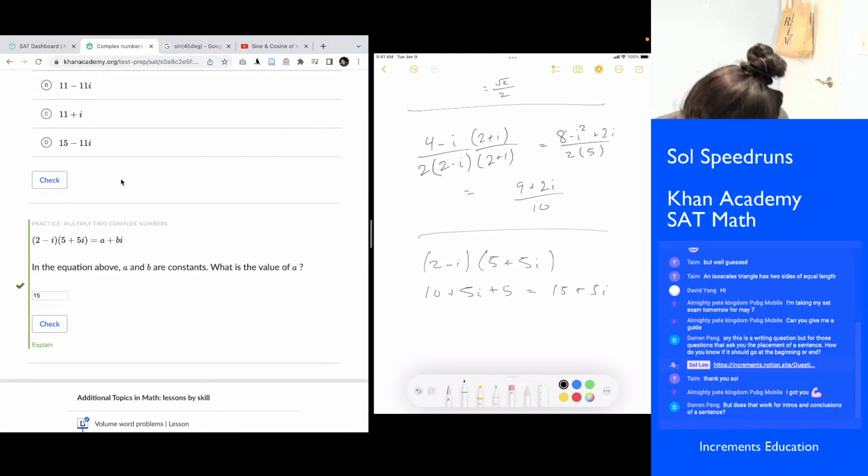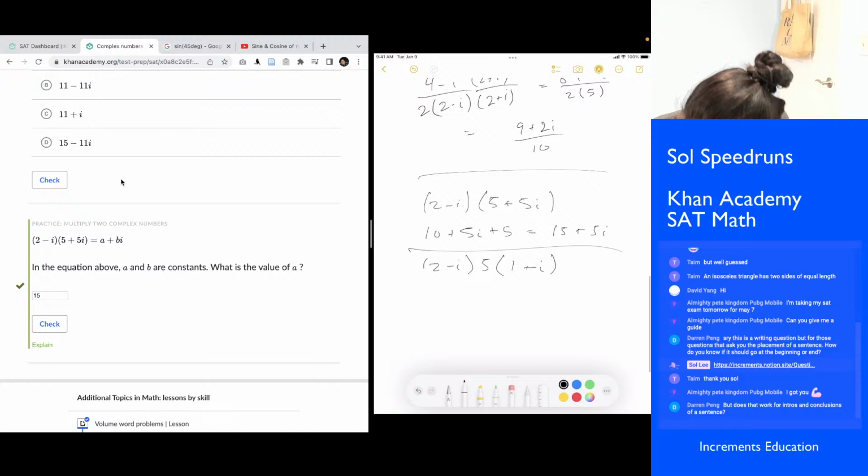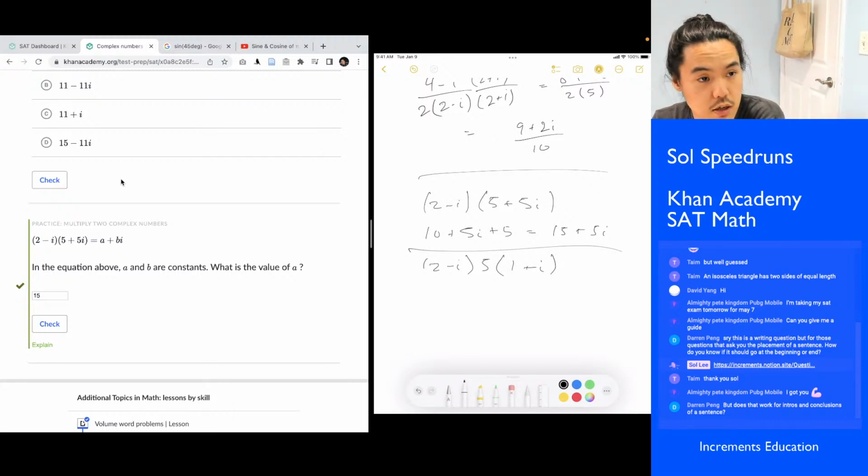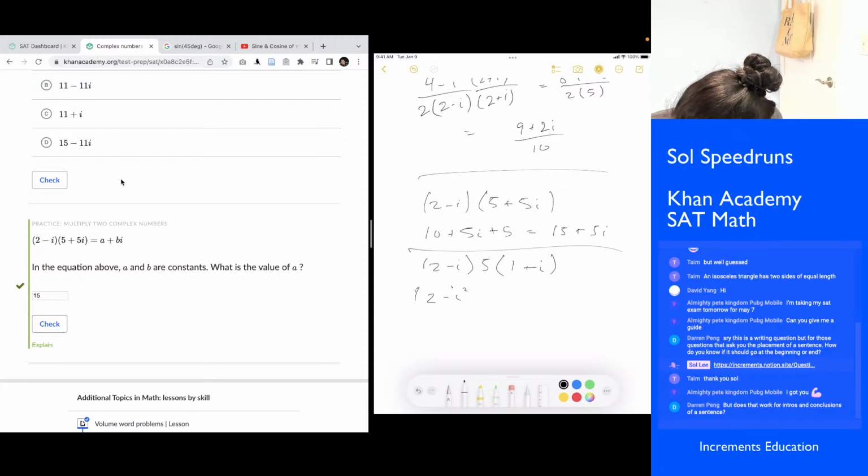Spooky, because literally if you just get rid of the 5, 1 plus i, then when you multiply 2 minus i by 1 plus i, you get 2 minus i squared times 5. But 2 minus i squared is equal to 3. So that equals 15. So you can just vanish the plus 5i. Spooky.